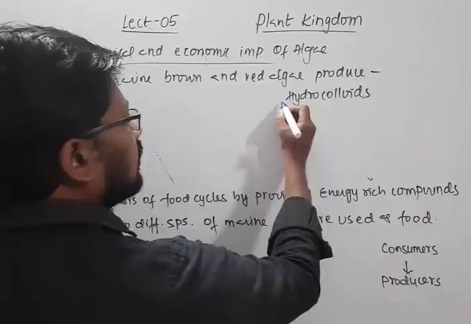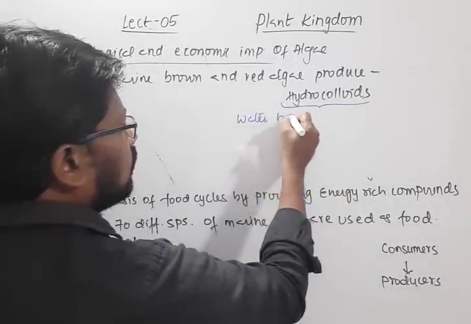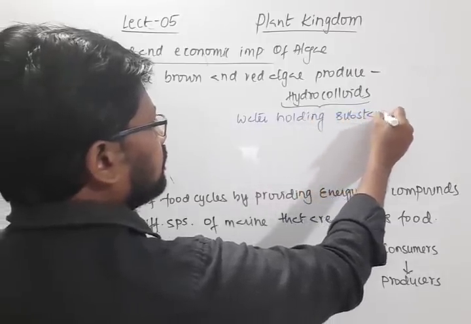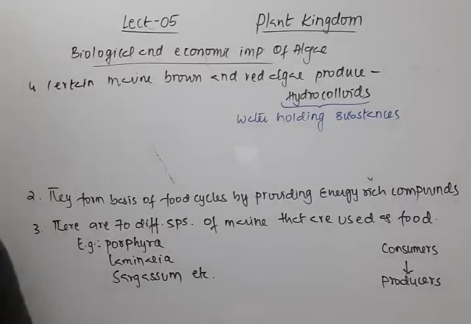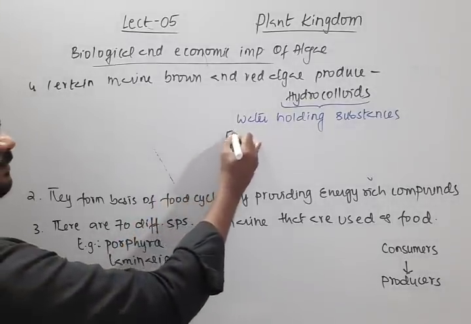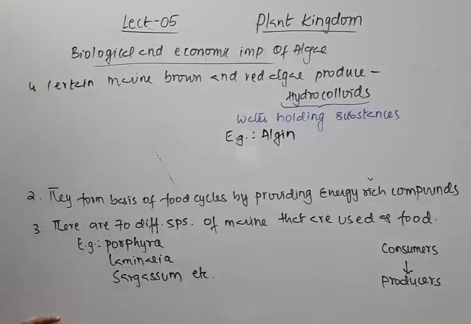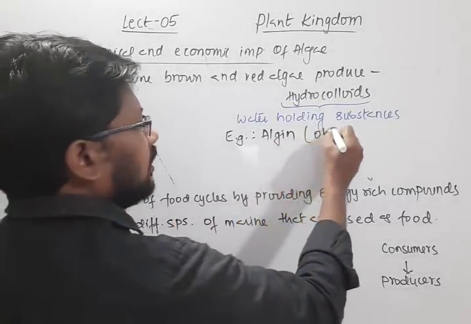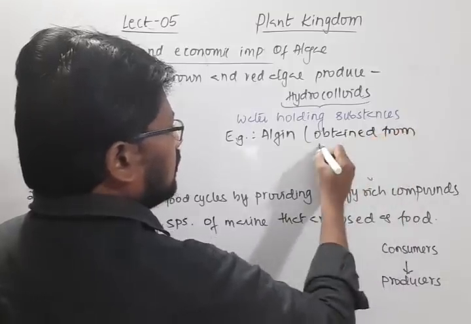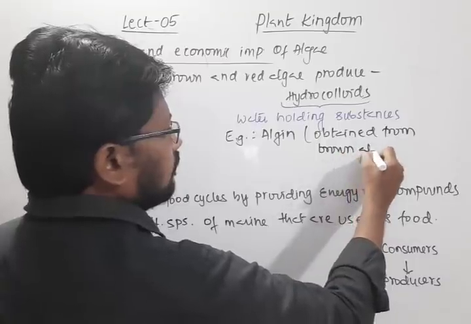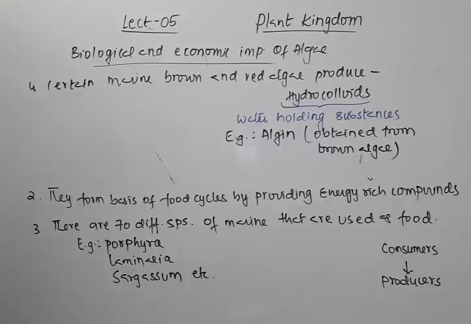So the hydrocolloids are water holding substances. Okay, so they take up water and remain in the wet condition for a long time. So that is what I mean, water holding substances. Okay, so an example of that water holding substance is algin. So algin is a water holding substance, and this is obtained from brown algae. Okay, then another one called carrageen.